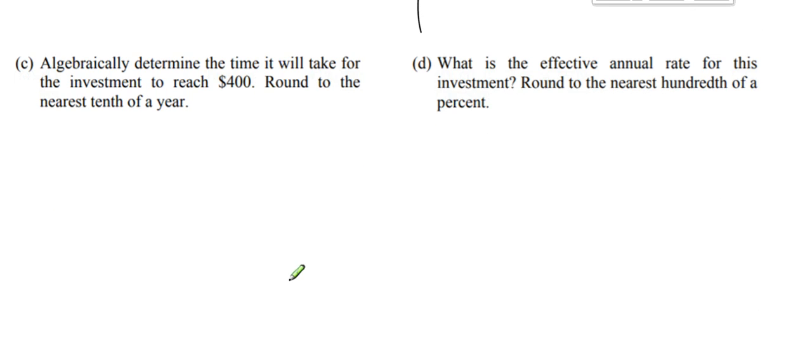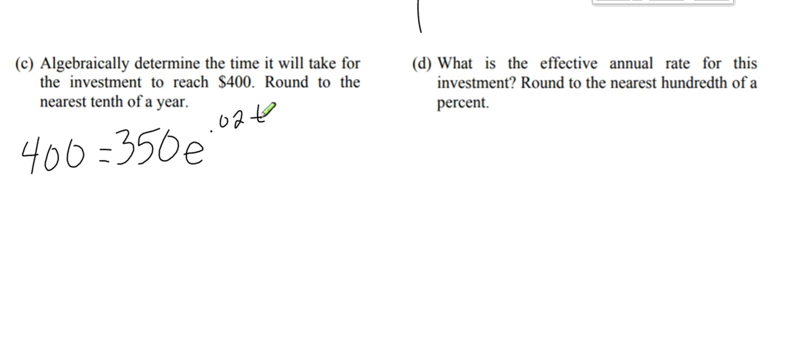Then it says algebraically determine the time it will take for the investment to reach $400. Round to the nearest tenth of a year. Okay, so this is where we're going to be putting our skills in from last lesson. So I have $400. That's what I'm wanting to get. Equals my principal, which was given to us up here, is 350. My starting, it says principal, but it's your initial value, e to the 0.02, but we don't know the t.